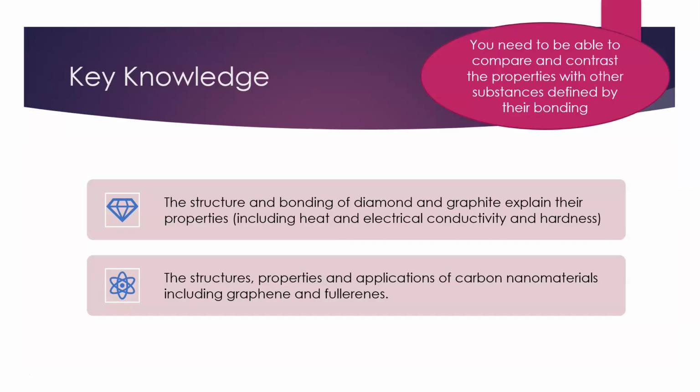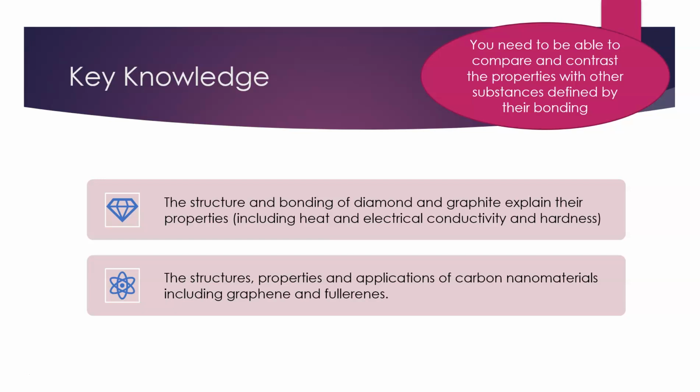The key knowledge that we need to be able to do here from the study design is understand the structure and bonding of diamond and graphite, explaining their properties, including heat and electrical conductivity and the differences in hardness, and also the structures, properties, and applications of carbon nanomaterials, including graphene and fullerenes. Essentially, what you need to be able to do is compare and contrast these substances with other substances according to their bonding.